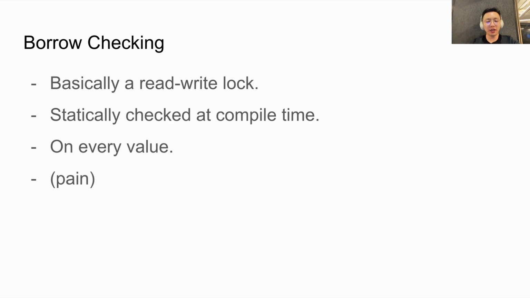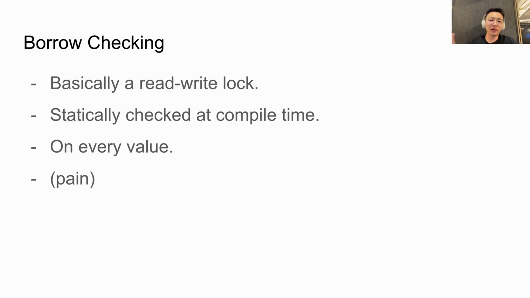Next up, we have borrow checking. And in a nutshell, borrow checking is basically a read-write lock pattern that is statically checked at compile time. So there's no real read-write lock, but it is just a rule enforced by the compiler. The unique thing here is that it's on every single value in the language, every value without exception, unless you mark it as mutable. So as you might imagine, this causes quite a bit of pain.